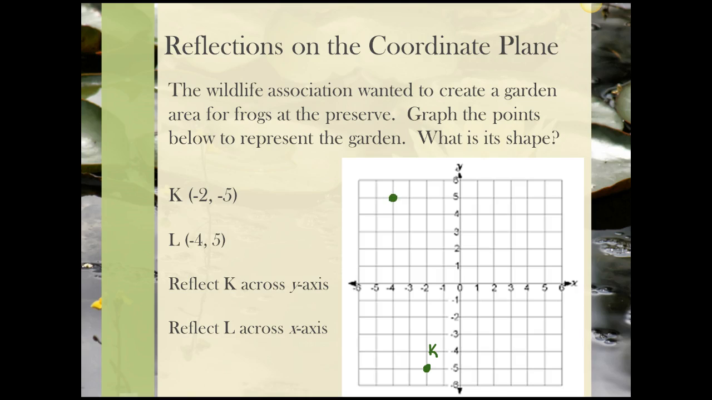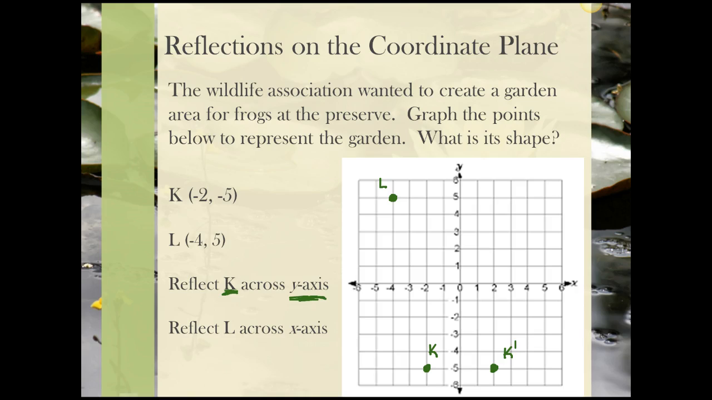Next, we will reflect K across the y-axis. That's kind of interesting. I would think that we'd want that to be up by L if it was going to be a rectangle, but we'll see what happens. Going across the y-axis means that we will be +2 and -5. So we're 2 units away from the y-axis, but in the opposite direction. To properly label it, that would be K prime.